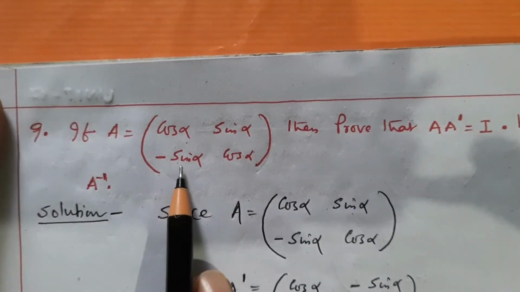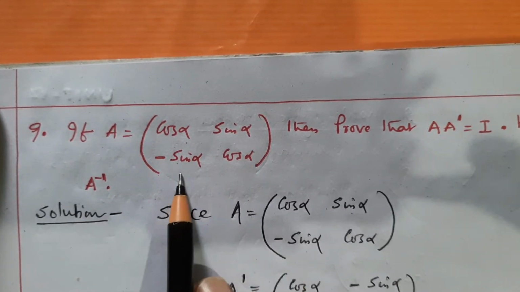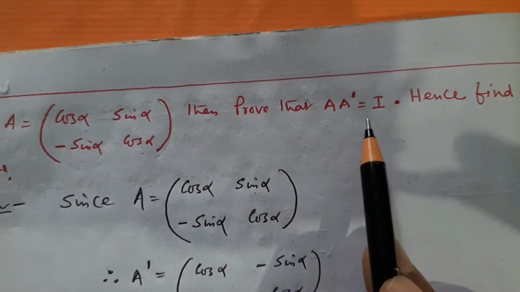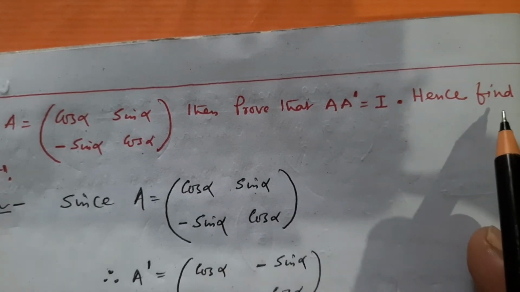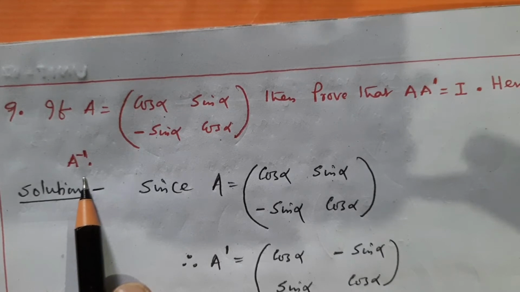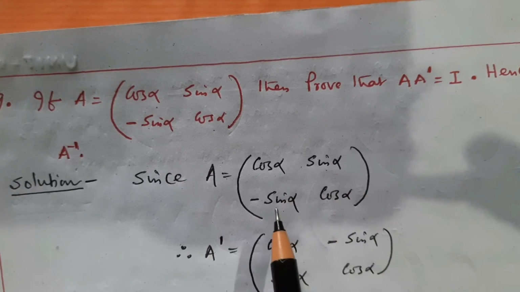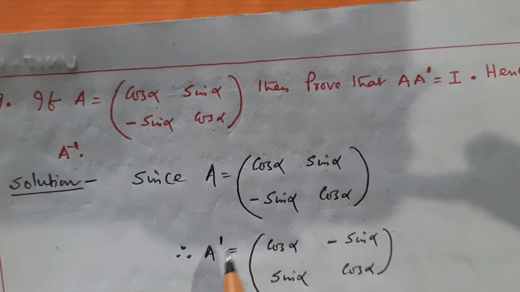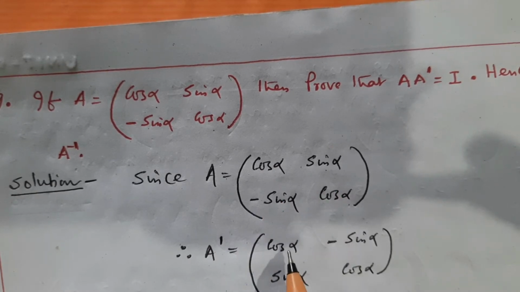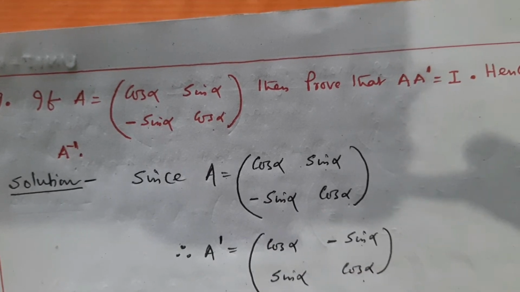Question number 9. If A equals to [cos alpha, sin alpha; minus sin alpha, cos alpha], then prove that A into A dash that is equals to I, and hence find A inverse. See solution. Since A equals to [cos alpha, sin alpha; minus sin alpha, cos alpha], therefore A transpose, we change row into column, we get [cos alpha, minus sin alpha; sin alpha, cos alpha].